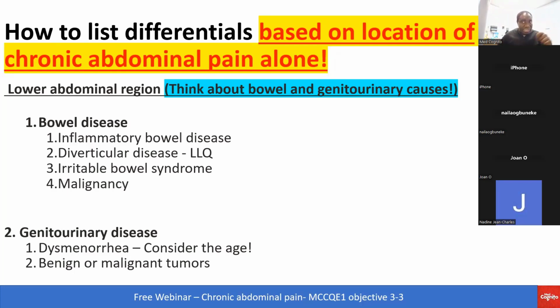Number two, diverticulitis. What are the risk factors? How will the patient present? If a patient presents with acute diverticulitis, what will you do? When are you going to do an endoscopy or a colonoscopy? Number three, irritable bowel syndrome. So today we've done three of the top differentials. I also want you to review those other three.